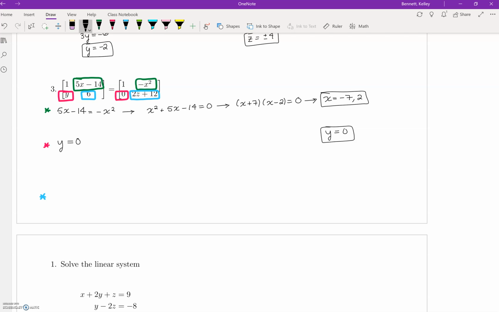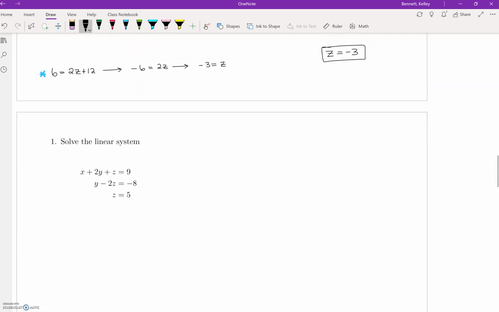And then for the last one, we're going to get that 6 equals 2z plus 12. I'm going to subtract 12 from each side. So I'm going to get negative 6 equals 2z. And then from there, I'll divide each side by 2. And I'll get that negative 3 equals z. So then here, z equals negative 3. And so those are the solutions for this equality of two matrices in example 3.